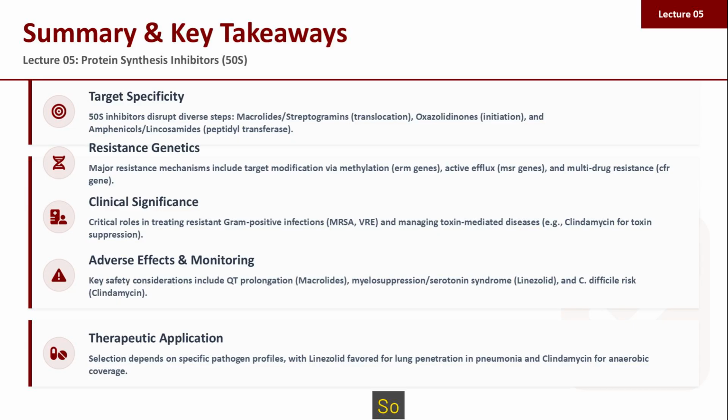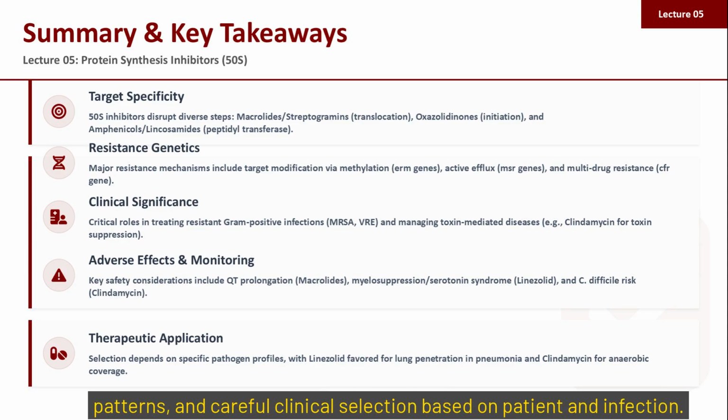Finally, therapeutic application. Drug selection is not random. It depends on the site of infection and drug properties. For example, linezolid is preferred in pneumonia because of good lung penetration, while clindamycin is useful for anaerobic infections and toxin suppression. So the final idea is, same target, 50S, different mechanisms, important resistance patterns, and careful clinical selection based on patient and infection.